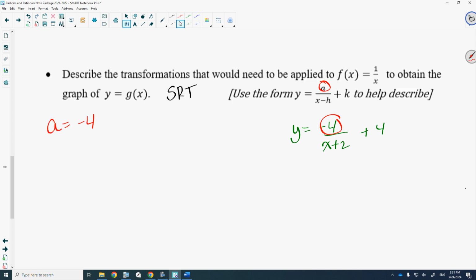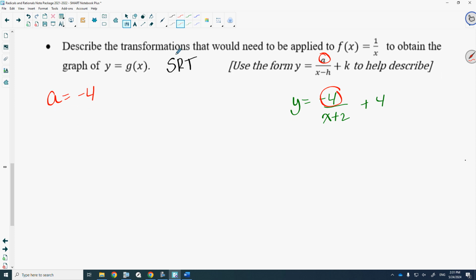That's going to tell me two things. There was a vertical stretch and there was a reflection that occurred. So we're going to do the stretch first. Stretches, remember, are a y replacement. So what I want to get in front of this function is a 4. So the y replacement would be y is replaced with 1/4 y.